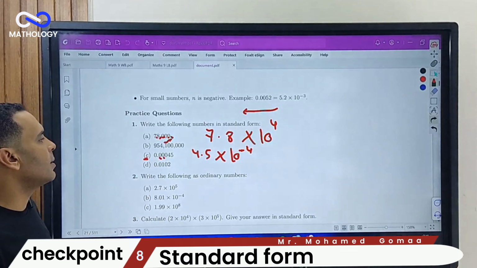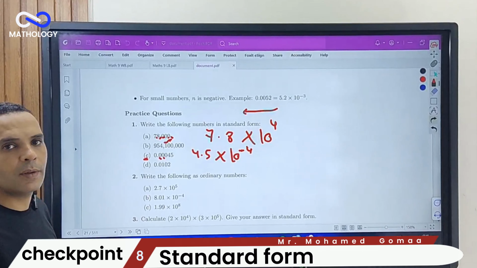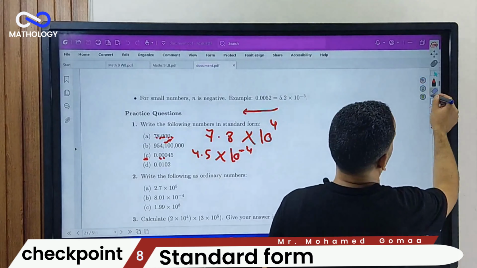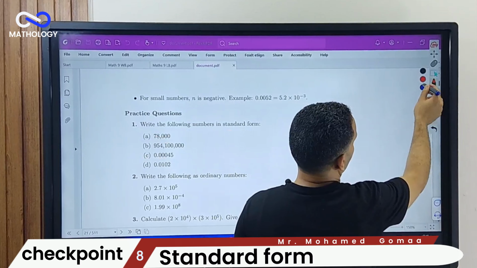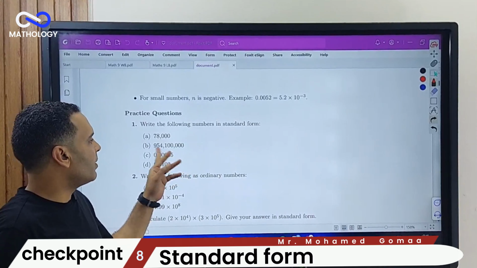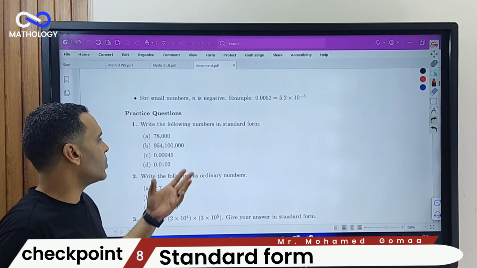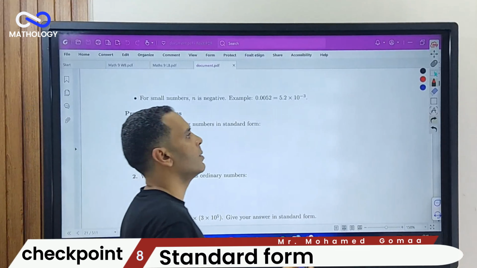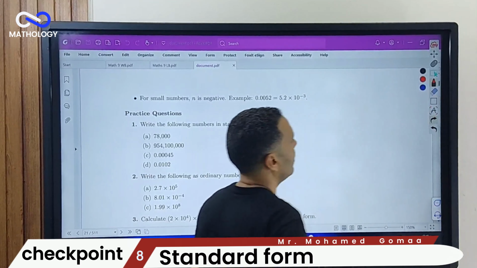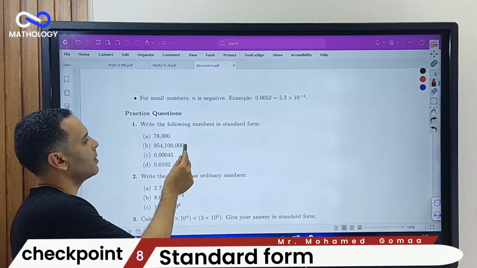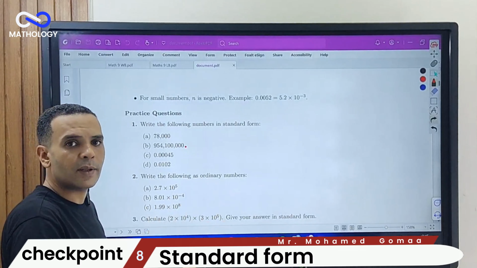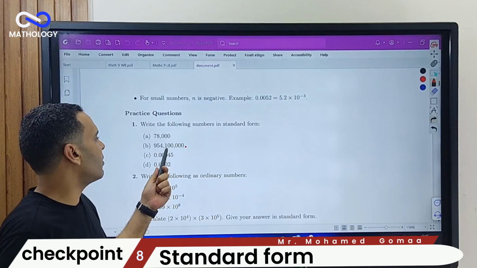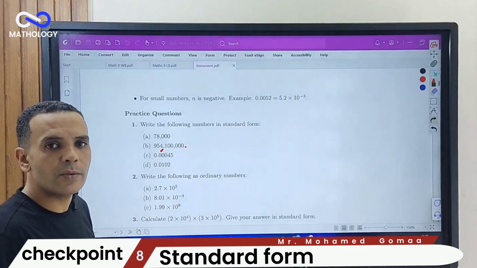B equals 954,100,000. To get a number between 1 and 10 from this number, you have to move the decimal point. Where is the decimal point? If you don't see it, it is on the right of the number. Move the decimal point how many digits? 1, 2, 3, 4, 5, 6, 7, 8 digits to the left.